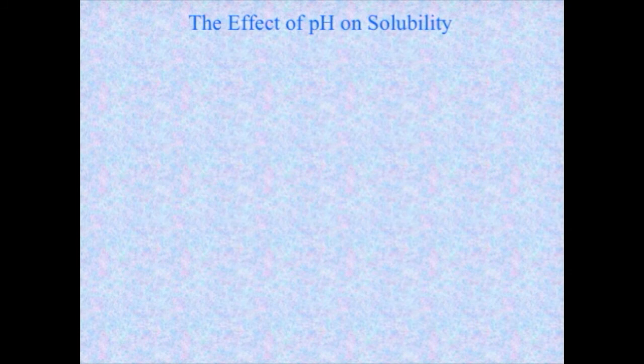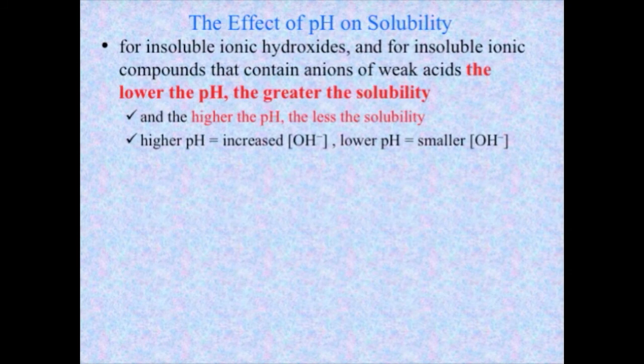Now let's look at the effect of pH on solubility. For insoluble ionic hydroxides and for insoluble ionic compounds that contain the anions of weak acids, like carbonate or fluoride, the lower the pH, the greater the solubility of these compounds. And the higher the pH, the less the solubility. That's because pH is associated with the concentration of hydroxide. The higher the pH is, the increased availability of the hydroxide ion, and the lower the pH is, the less the availability of the hydroxide ion.